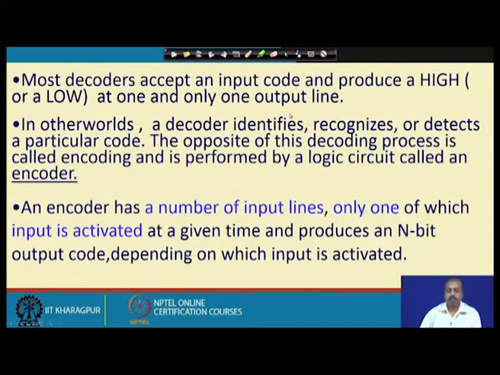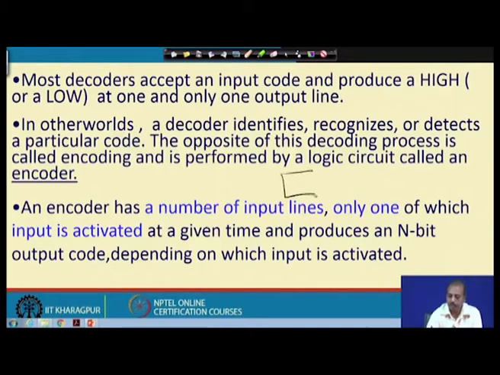Most decoders accept an input code and produce a high or low at one and only one output line. So, why is it said that the encoder is the reverse of the decoder? In a decoder, if this is a decoder, it accepts some n inputs, and it has 2 power n outputs. Depending upon the input combination, one of the outputs is made high or active, and the others are made low. So, a decoder identifies, recognizes or detects a particular code. It can tell you which pattern you have applied.